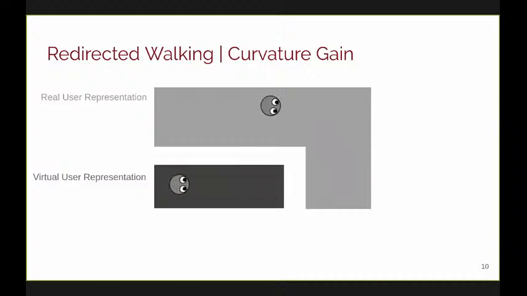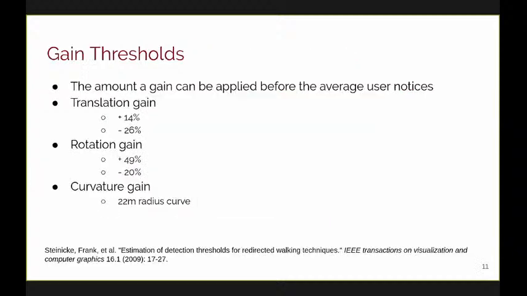Each of these gains has what we call a perceptual threshold, or to what degree we can apply it before the average user notices the manipulation. I don't want to get too deep into this, but essentially you can see that for the three gains, we have quite a bit of wiggle room to play with.